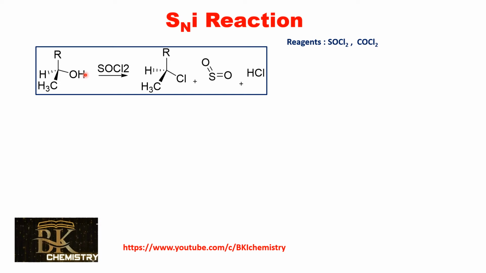In PBr3, the backside SN2 attack happens. If the starting material is optically active, the product will become an inverted molecule. So in SOCl2, this thionyl chloride will produce, without rearrangement, the same-side, retained configuration product. So we'll look at the mechanism first.